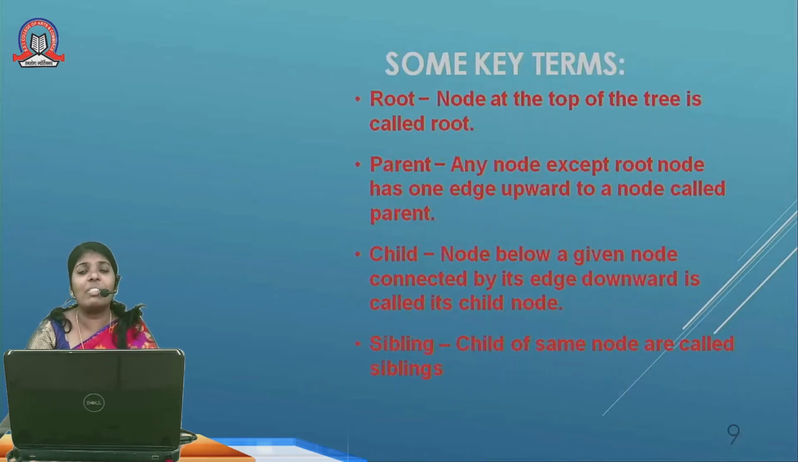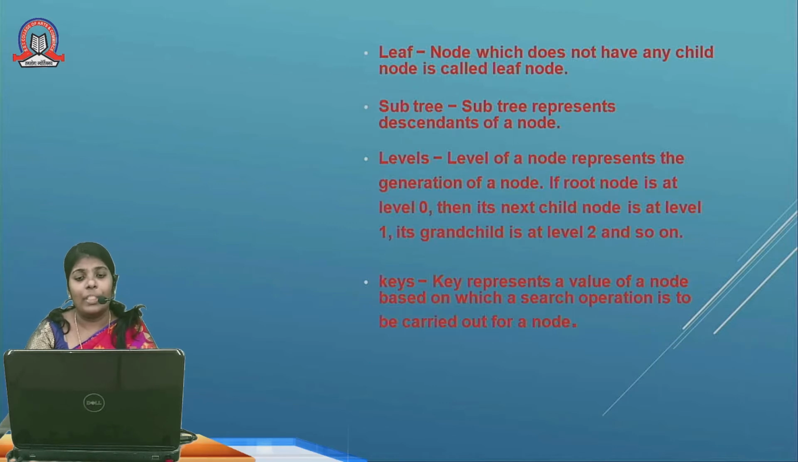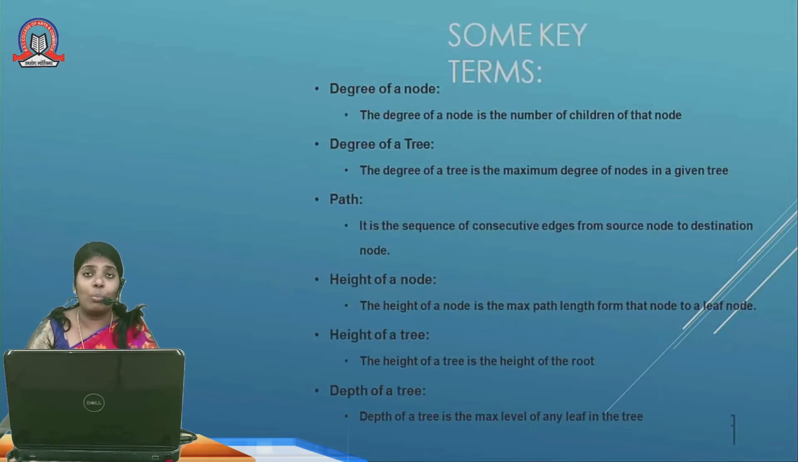Okay, so the levels will be there in the tree. Then we can see more key terms. In the tree we have more key terms, that is degree of a node, degree of a tree, path, height of a node, height of a tree, depth of a tree. Now, degree of a node. The degree of a node is the number of children of that node.